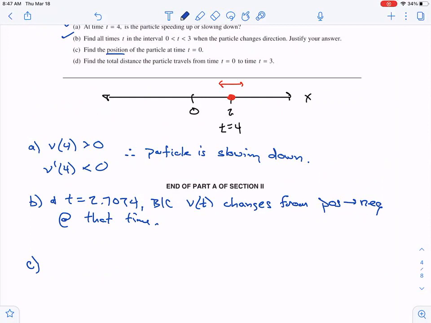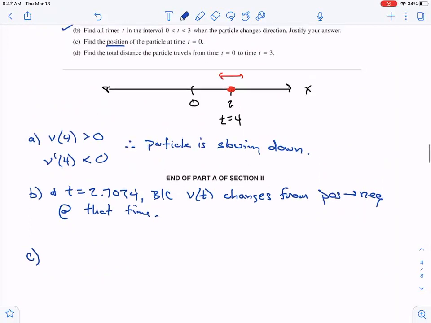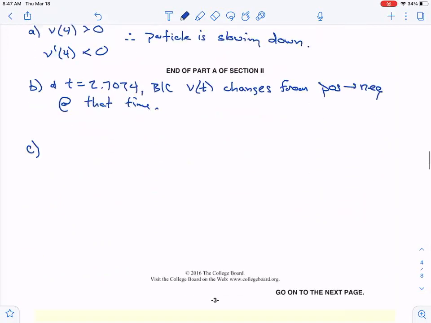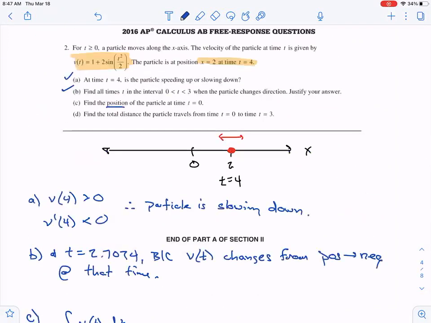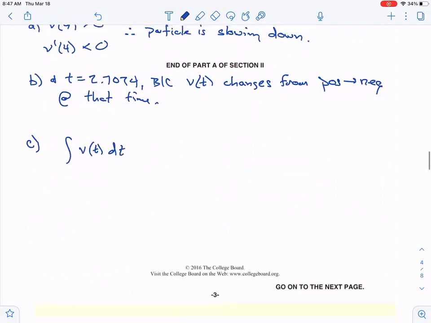So for the position of the particle at time 0, I'm going to set up a definite integral. I know it's going to be the integral of velocity dt. And now the question is, what am I going to use for my lower and upper bounds? 0 and 4. Okay? So 0 is my lower bound, 4 is my upper bound.